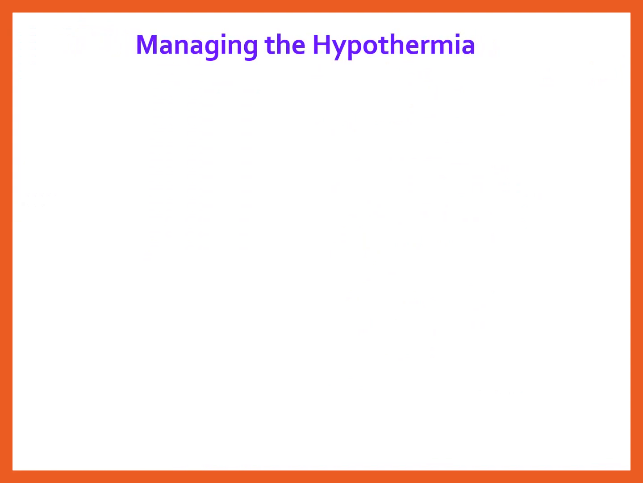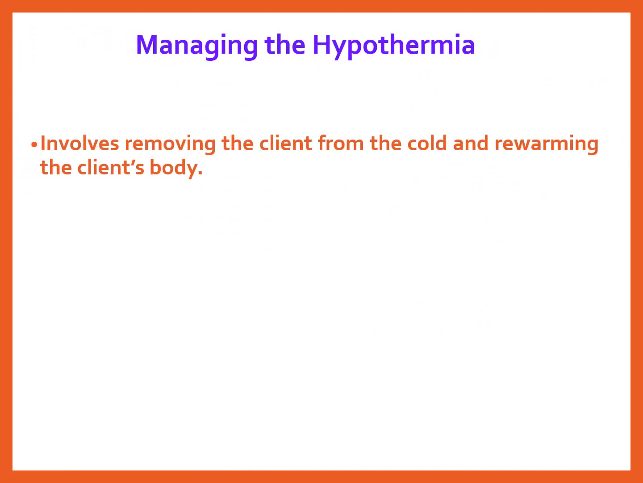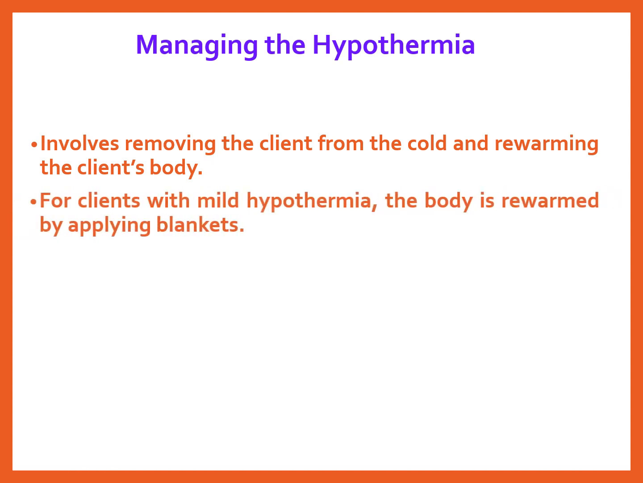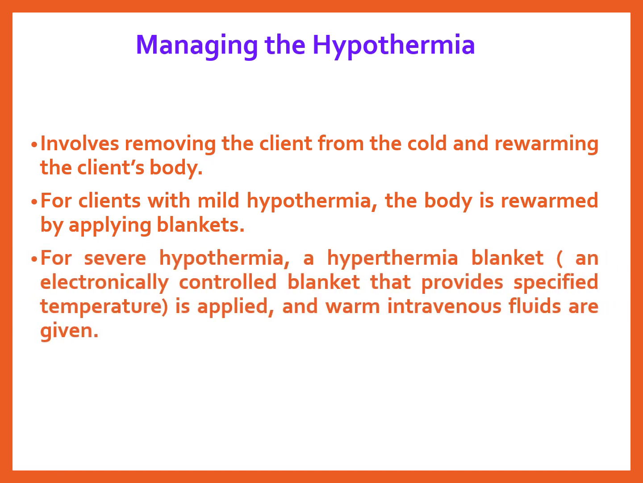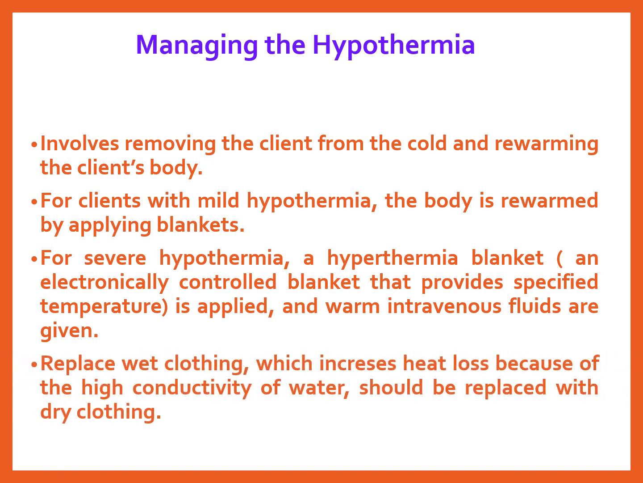So how do we manage hypothermia? It involves removing the client from the cold and rewarming the client's body. For clients with mild hypothermia, the body is rewarmed by applying blankets. For severe hypothermia, a hyperthermia blanket, an electronically controlled blanket that provides a specified temperature, is applied and warm intravenous fluids are given. Wet clothing, which increases heat loss because of the high conductivity of water, should be replaced by dry.